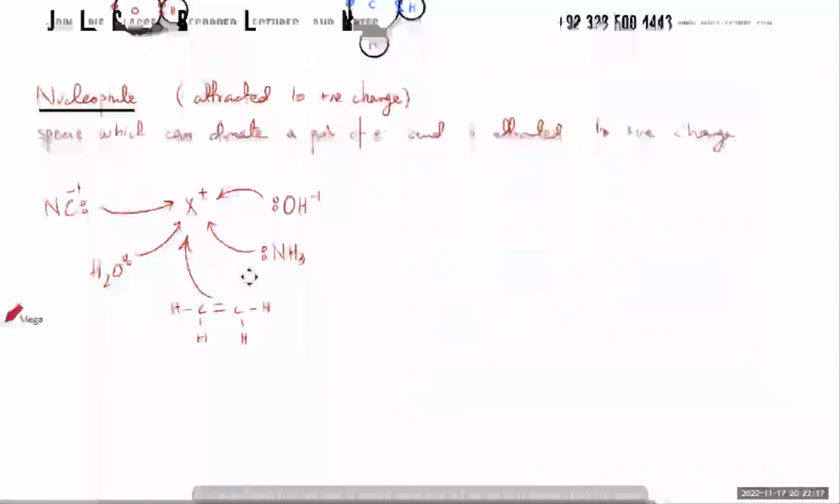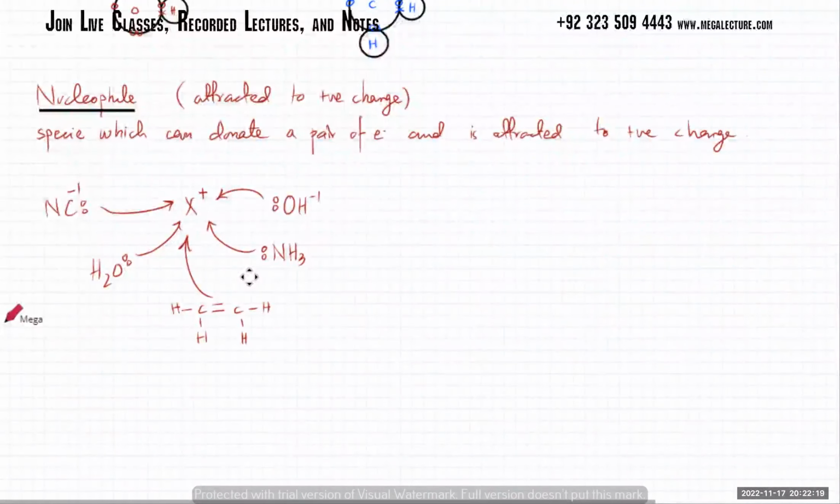अच्छा, अब एक और चीज है, वो इसका ऑपोजिट है, that's the electrophile. That's literally the opposite, a species that is attracted to negative charge. यानी इस केस में X+ is the electrophile. It's a species that is attracted to negative charge and can accept a pair of electrons.